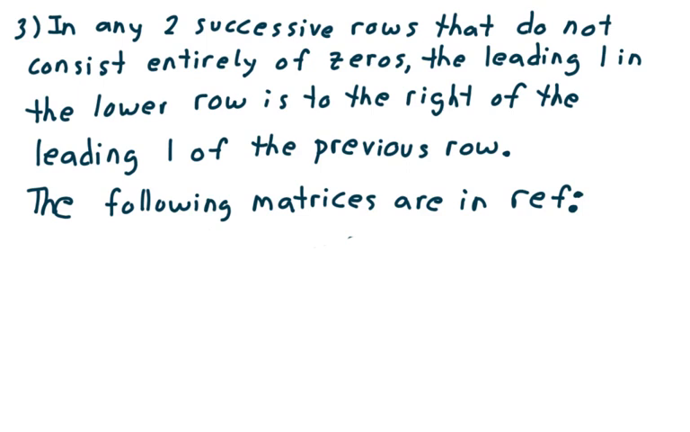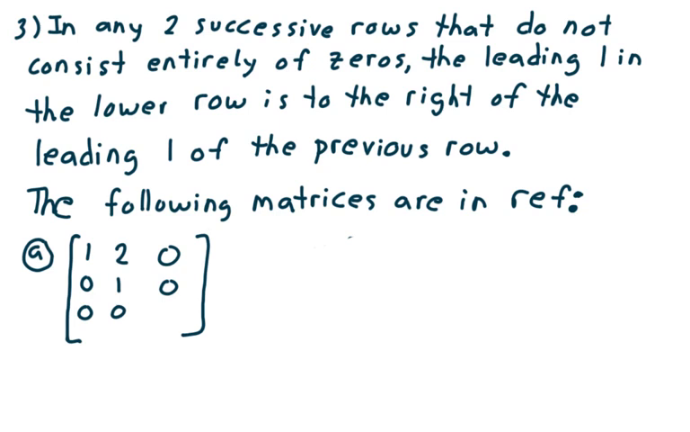Let's take a look at Part A. Suppose I give you the following matrix. The first row is 1, 2, 0. The second row is 0, 1, 0. The third row is 0, 0, 0. So notice how this matrix is in row echelon form. The row of zeros occurs at the bottom.